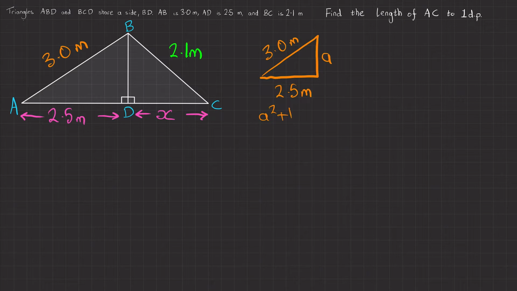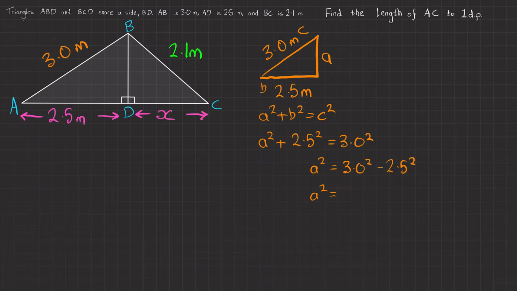So we've got A squared plus B squared equals C squared. Label the other side. So we've also got B, and this side has to be C. Substituting the values, we've got A squared plus B squared, which is 2.5 squared, equals C squared, which is 3.0 squared. Take away 2.5 squared from both sides. So we've got A squared equals 3.0 squared minus 2.5 squared. A squared equals 9 minus 6.25. A squared then equals 2.75. To get A, we square root both sides, so A equals the square root of 2.75.